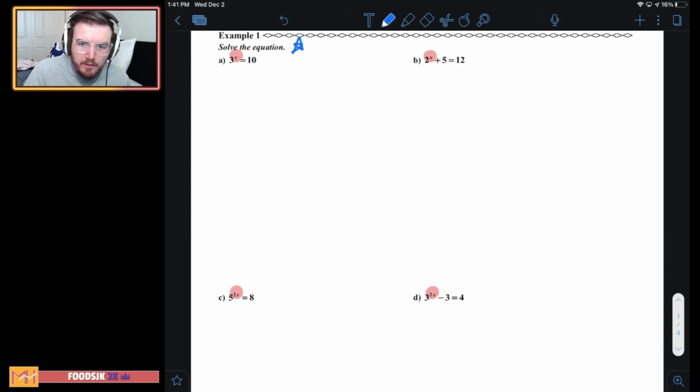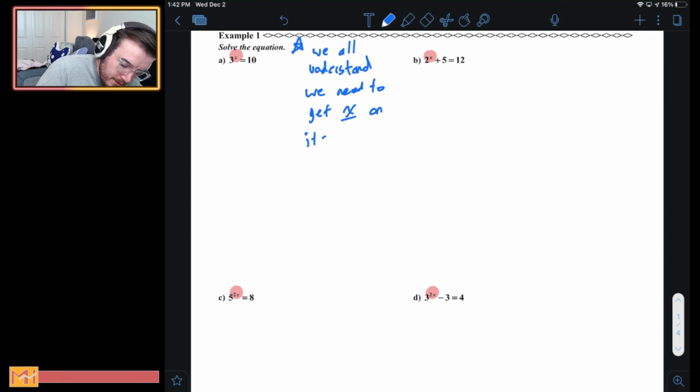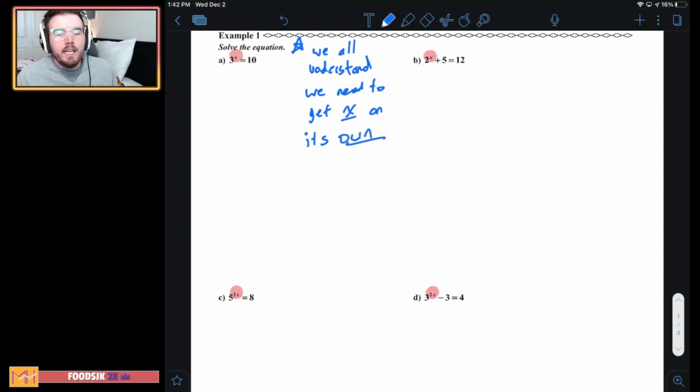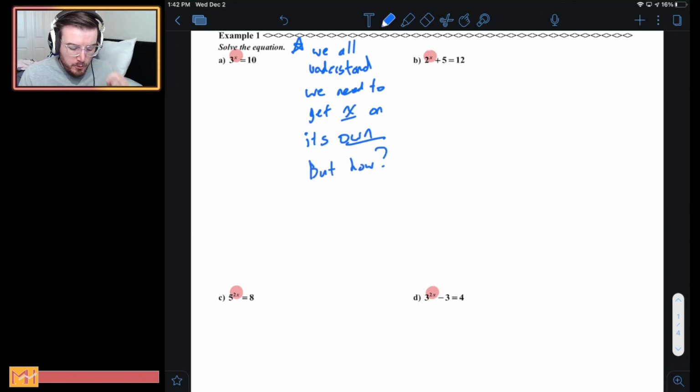What is something that we all fully have an understanding of? We all understand we need to get x on its own, right? We gotta get x on its own. We have to solve for x. We need to get rid of the 3. We need to get rid of the 2 and the 5, right? We just want x equals, right? But how, right? How do we get x on its own when it's stuck up there in the exponent?